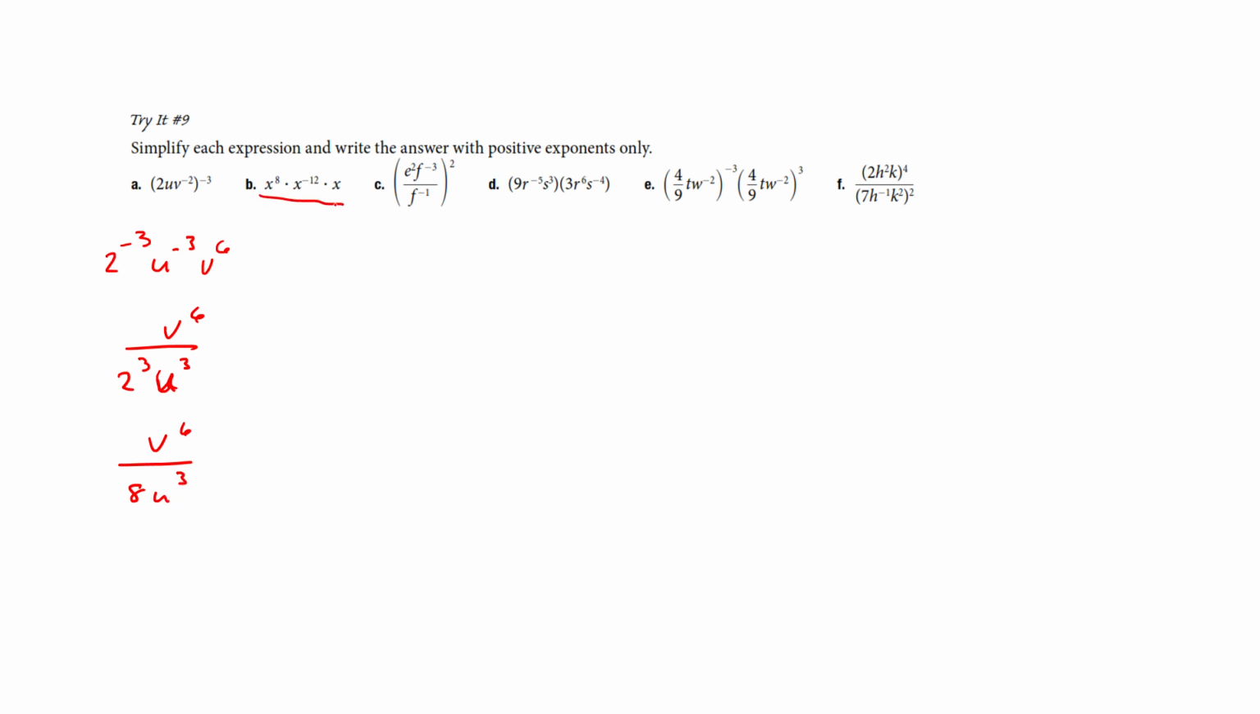Okay, all of these are the same base, so I could just add them up. So I've got negative 4 plus 1. I get x is negative 3, I believe. I could move that to the bottom.